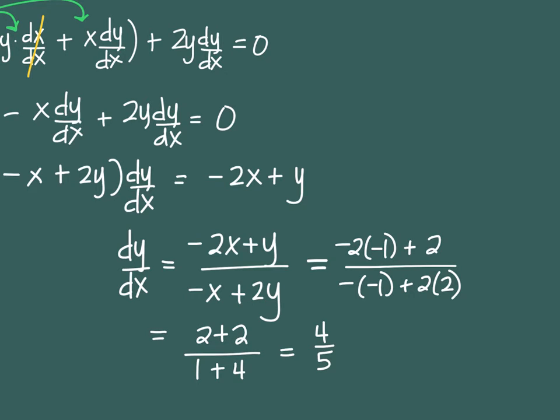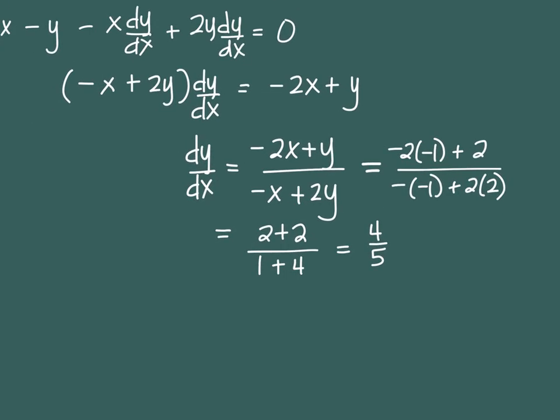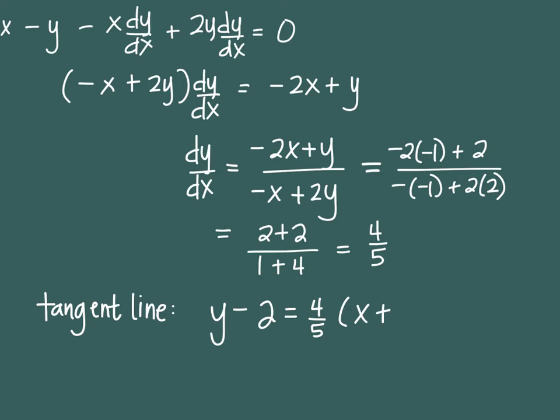So at that particular point on the curve that's not a function, you still have the slope of 4/5. So the tangent line would be written in point slope form. So the tangent line would be y minus the y value of 2, the slope value of 4/5, and x minus the negative value of 1, so x plus 1. So that would be our tangent line.